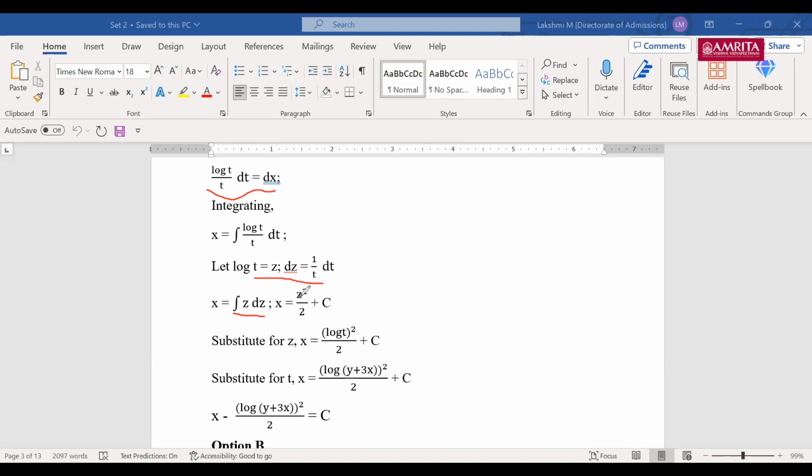What was z? Z was actually log t. And t was actually what the substitution we did, which was y plus 3x. So you could resubstitute it. It's log t the whole square by 2 plus c. T is actually y plus 3x, so log of y plus 3x the whole square divided by 2 plus c. So you got the answer, the equation, as option B.